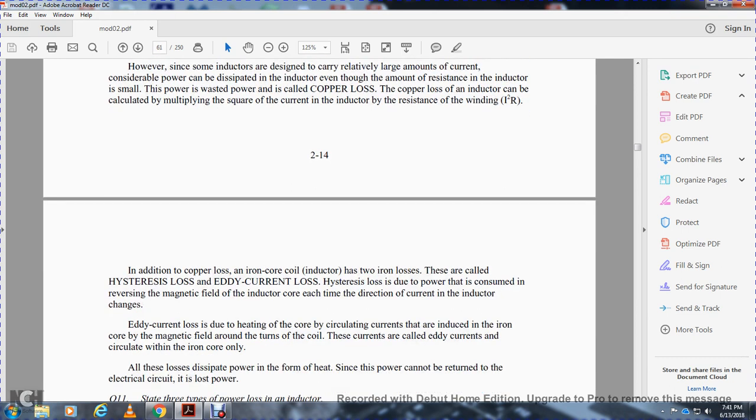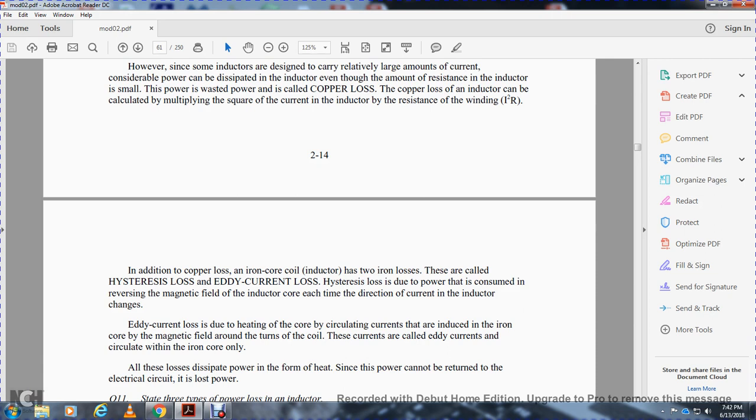The eddy current loss is due to the heating of the core by currents induced in the iron core by the magnetic field around the turns of the coil. Once again, hysteresis loss is due to the power consumed by reversing the magnetic field of the inductor core each time the direction of the current changes. Eddy current loss is due to the heating of the core by circulating currents induced in the iron core by the magnetic field around the turns of the coil.